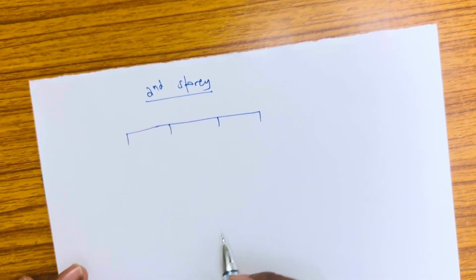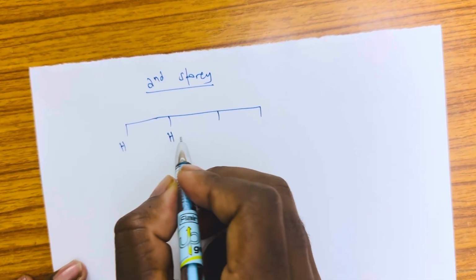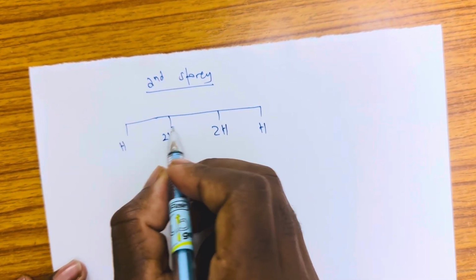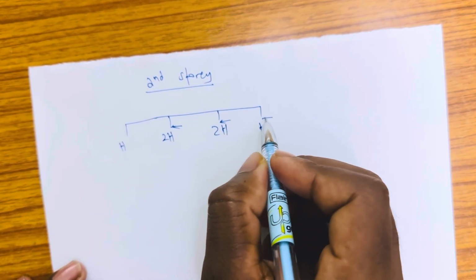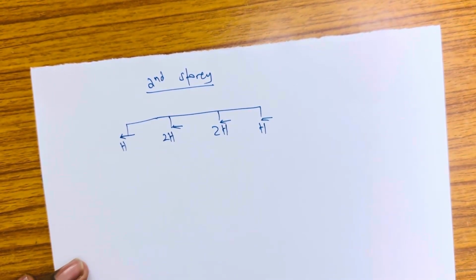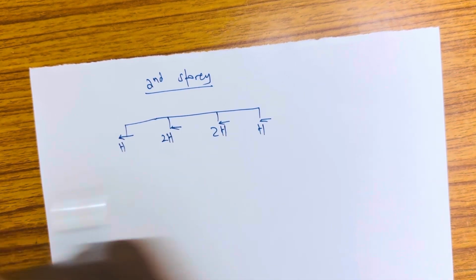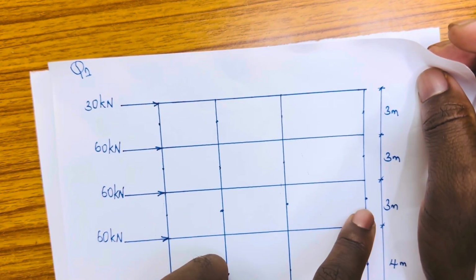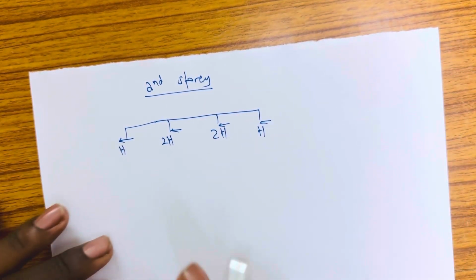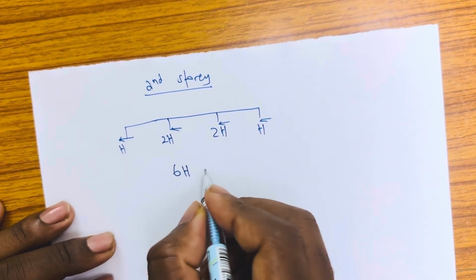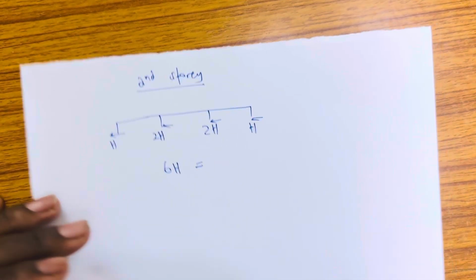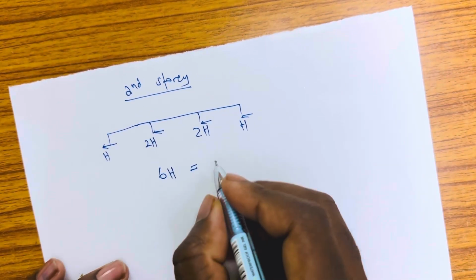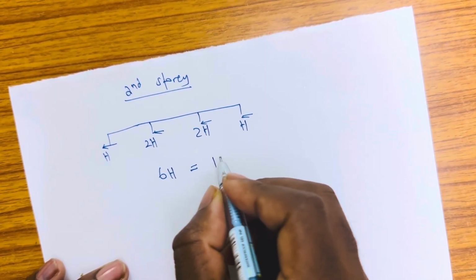This H, this 2H, and then this H. We are considering all of them. These are horizontal forces that we are considering from this aspect. Now, what we have is this 60 upward only, because we are in the second story. So that means we're going to have 6H, which remains the same, equals 60 plus 30. So 60 plus 60 is 120, plus 30 is 150.